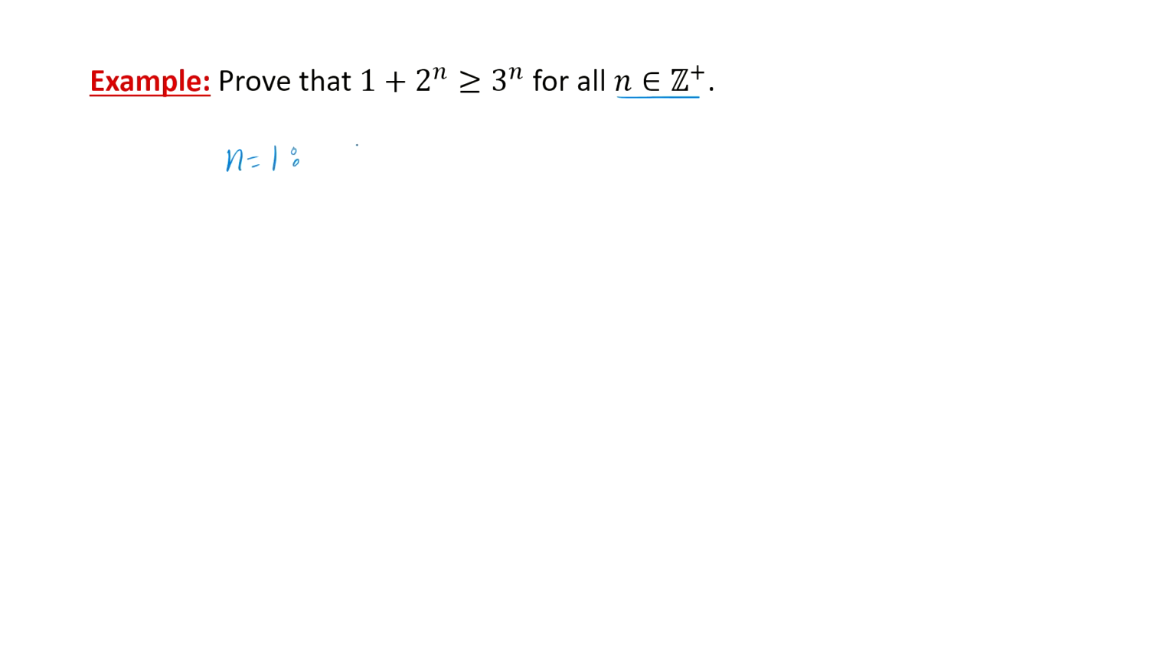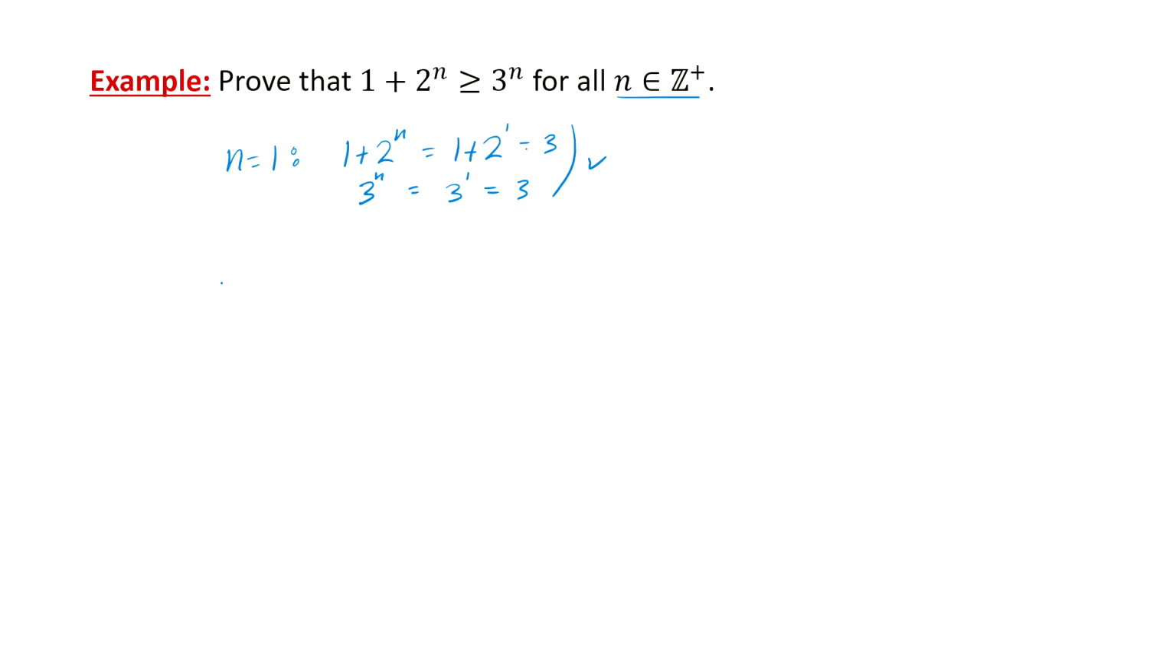Well, what happens? The 1 plus 2 to the n would be 1 plus 2, which is 3. And the 3 to the n is really 3 raised to the first power, or 3. And for that case, we're fine. We're fine there because the inequality includes the equal symbol at the bottom, that horizontal line down there.